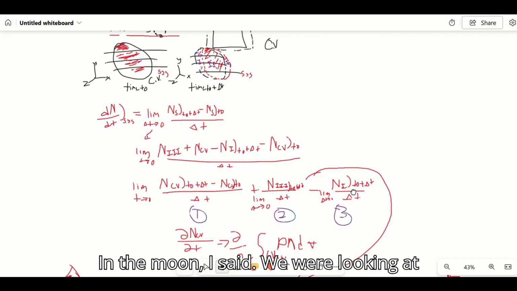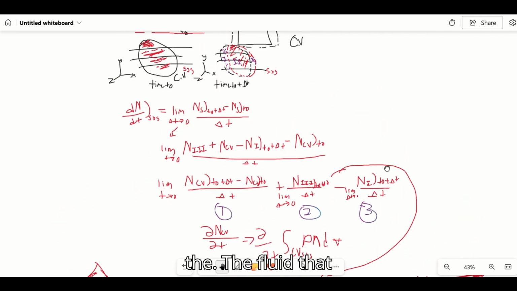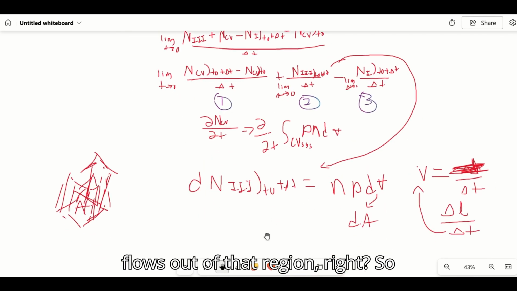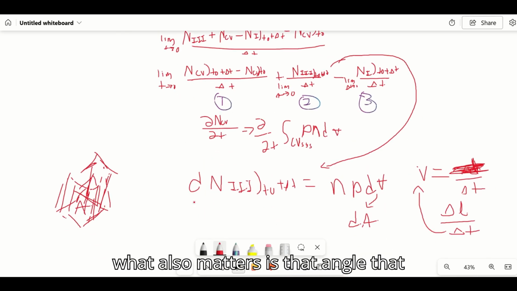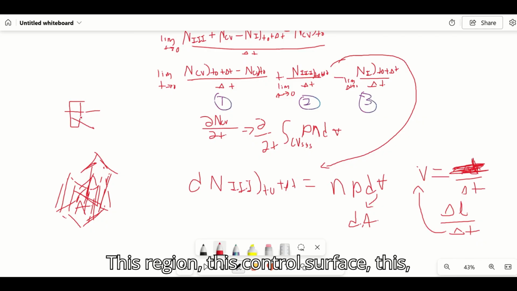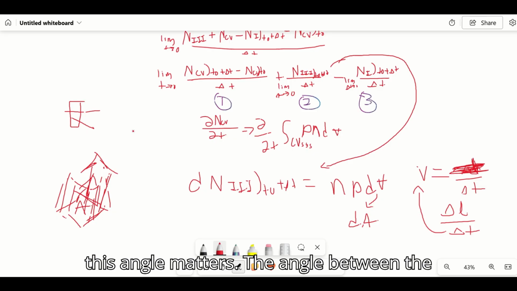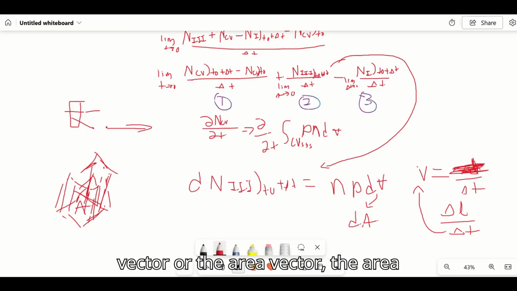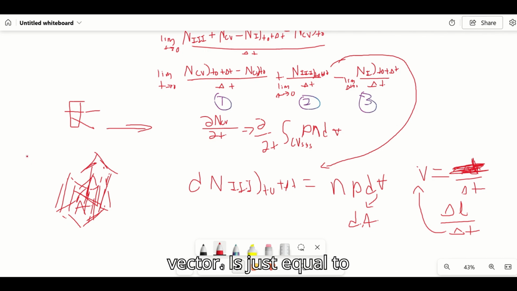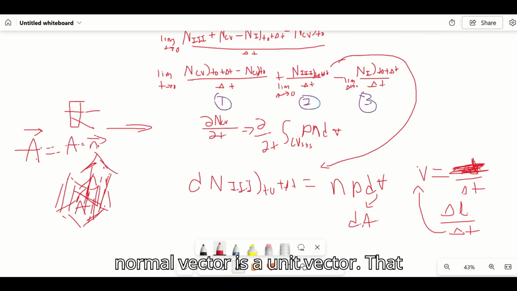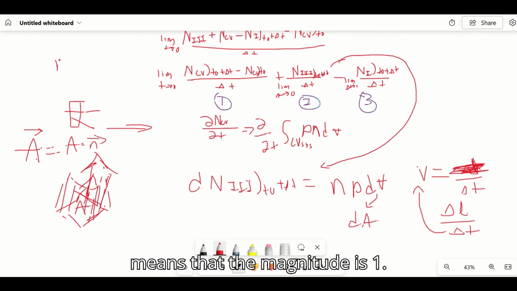remember when I said we were looking at the fluid that flows out of that region, right? So what also matters is the angle that our fluid flows out of this region, this control surface. This angle matters: the angle between the velocity and what's called the normal vector, or the area vector. The area vector is just equal to the area times the normal vector, and the normal vector is a unit vector. That means that the magnitude is 1.